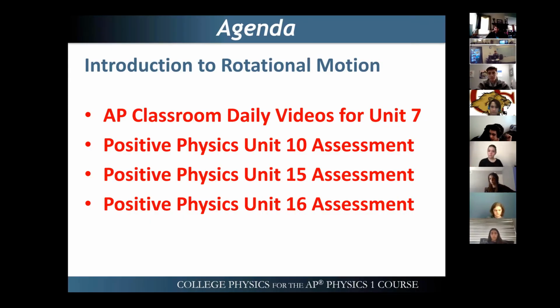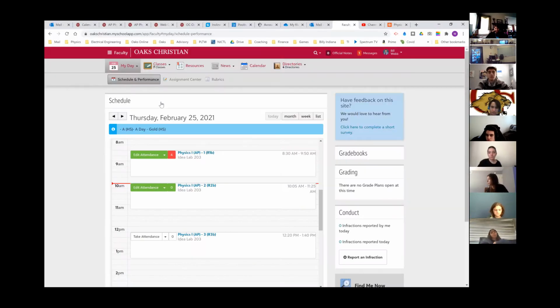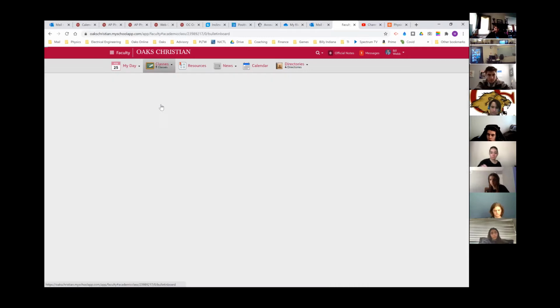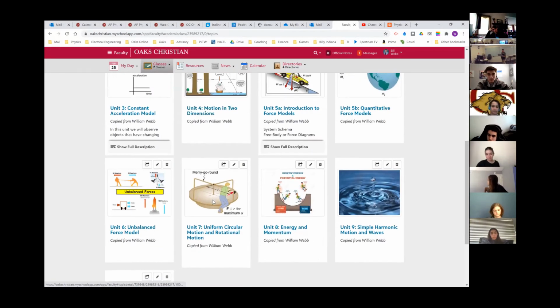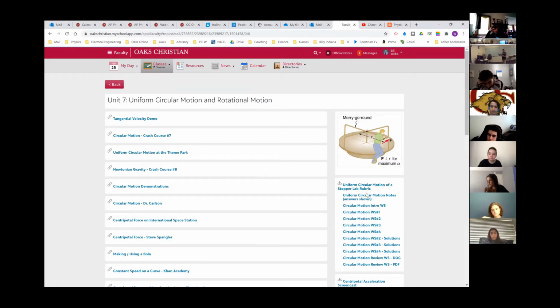All right, so as you find that worksheet, if you're having trouble locating it, let me just give you some help here. We'll switch to share. All right, so from the bulletin board page, you go to topics, and then unit 7. And then over here on the right is where I'm keeping all the worksheets and stuff.